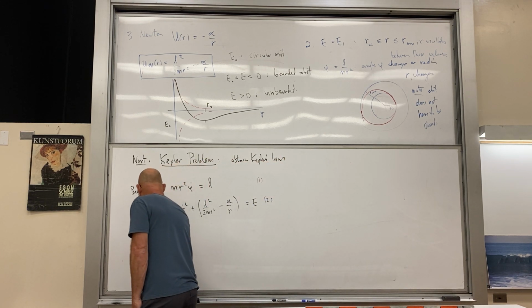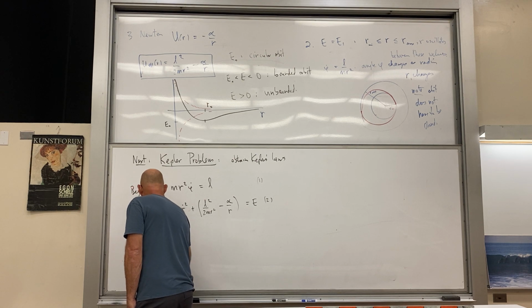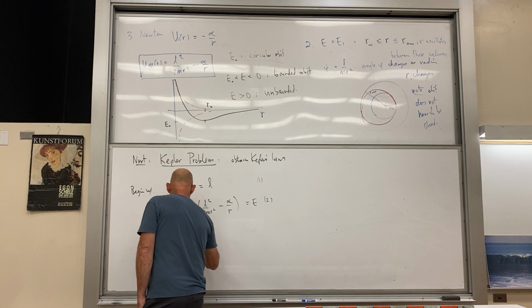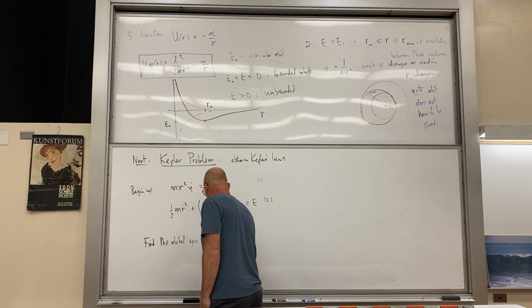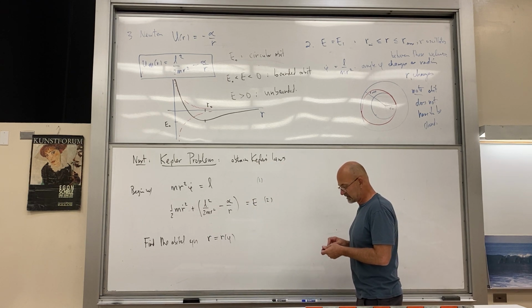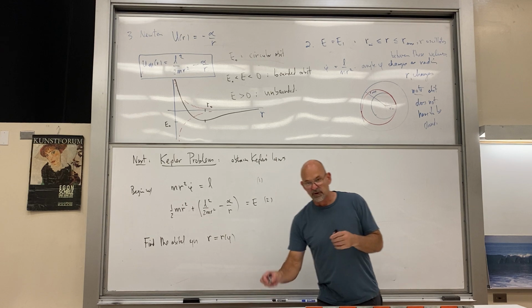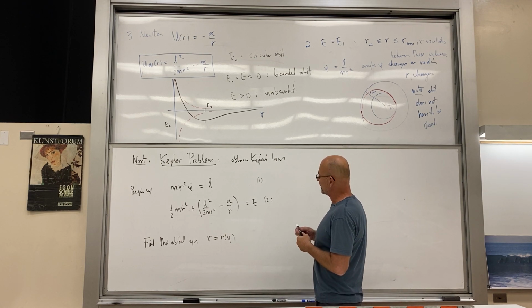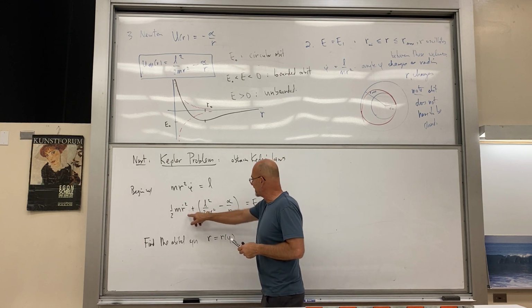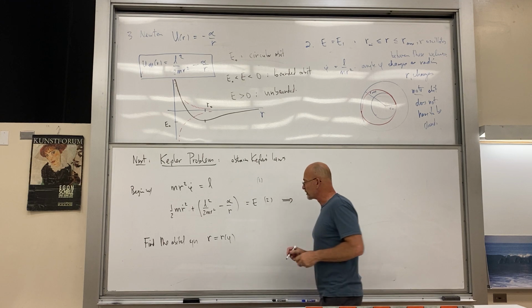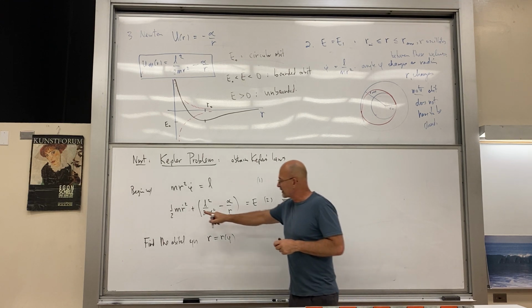So find the orbital equation, r equals r of phi. We'll do this in a couple of steps, and then I'll hand it over to you guys to finish. So to find r of phi, first we're going to write out the separation of variables for this equation right here.